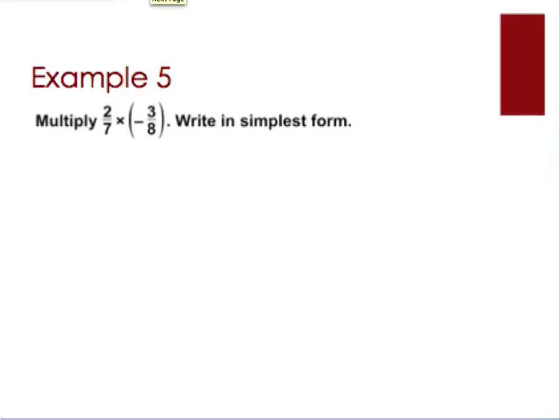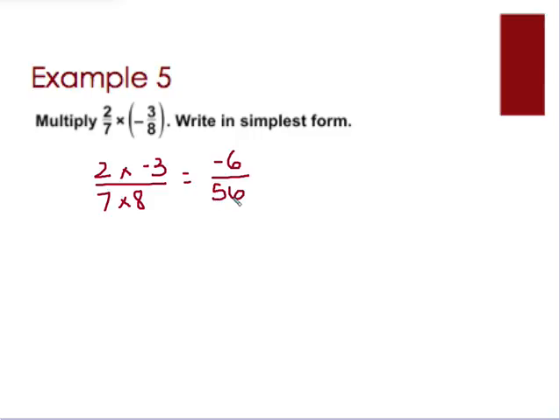Let's look at example 5. In example 5, if I multiply 2/7 by -3/8, once again, 2 times -3 on the top, 7 times 8 on the bottom. 2 times -3 is -6. 7 times 8 is 56.